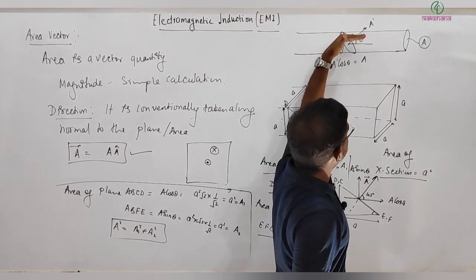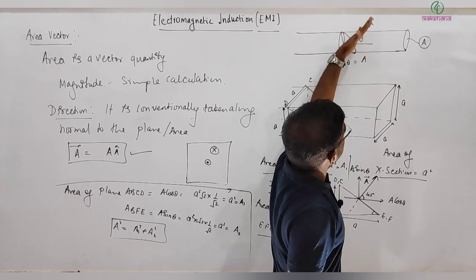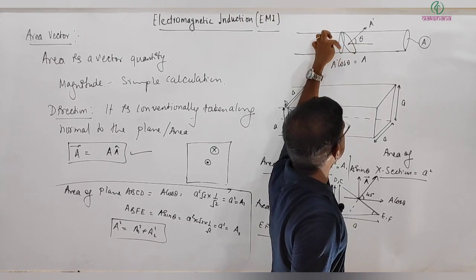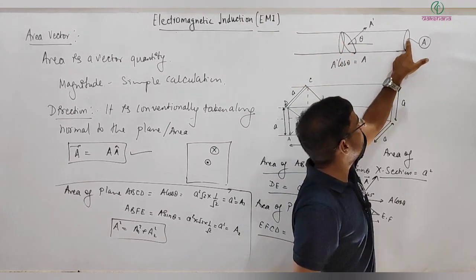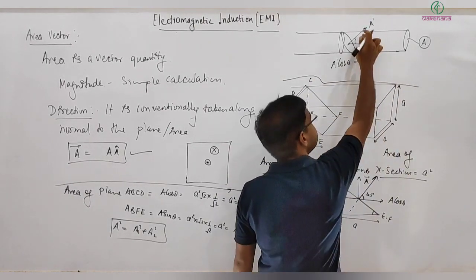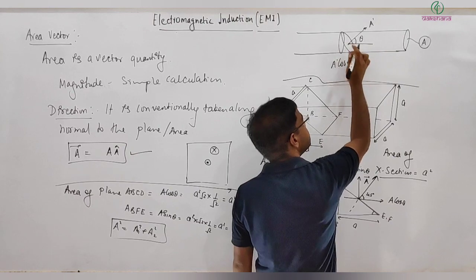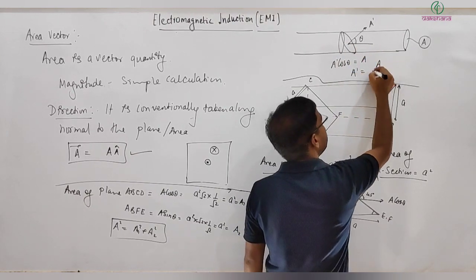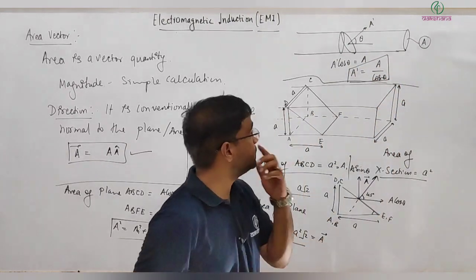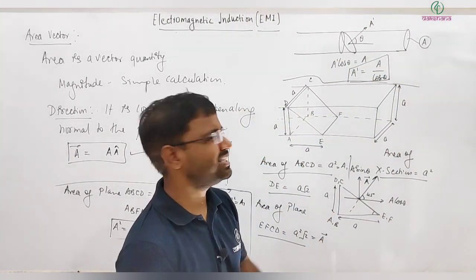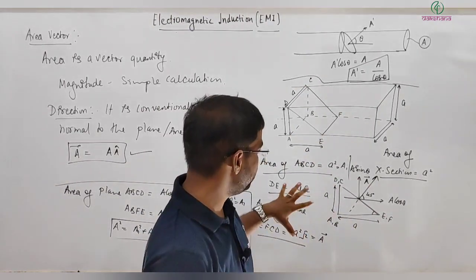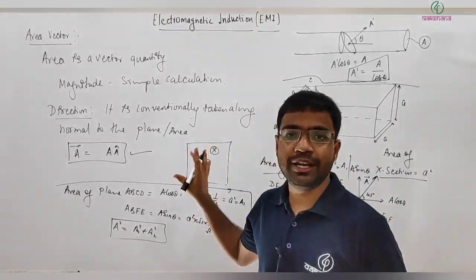A prime cos theta, this is the slanted area. If I take the component along this, A prime cos theta is normal to this plane, so this area is equal to this area. So A prime cos theta is A, and from here you can write the relation between the areas: A prime is equal to A by cos theta. Clear? That way we can relate the area vectors, and many times it makes things very easy for you.